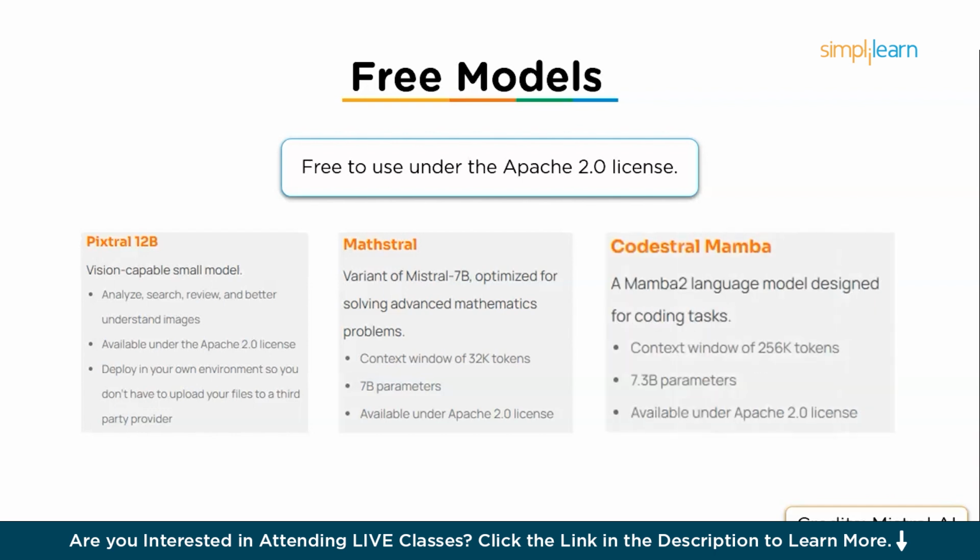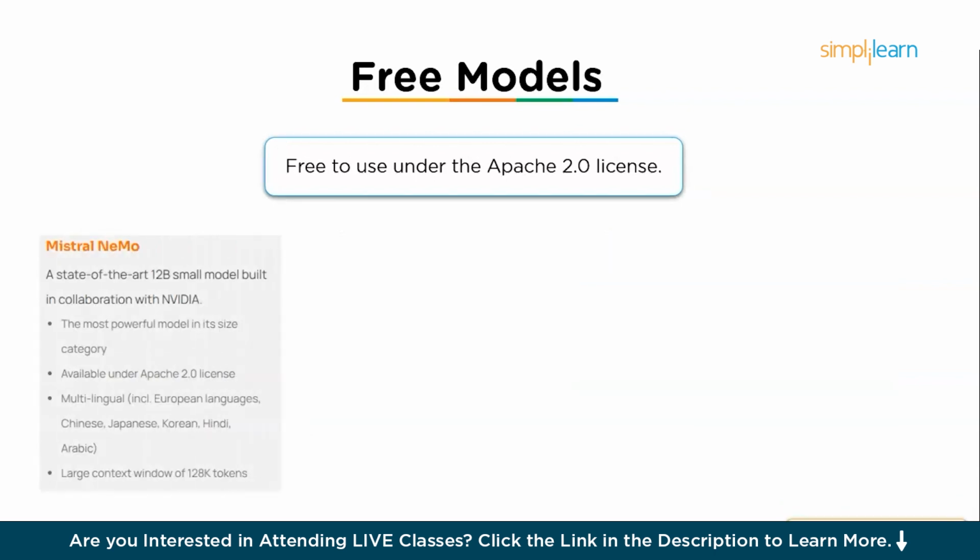The third one is Codestral Mamba, a Mamba 2 language model designed specifically for coding tasks. It offers a 256K context window and contains 7.3 billion parameters. The next one is Mistral Nemo, developed in collaboration with NVIDIA. So this 12B small model is multilingual, supporting European languages as well as Chinese, Japanese, Korean, Hindi, and Arabic. It features a large context window of 128K tokens.